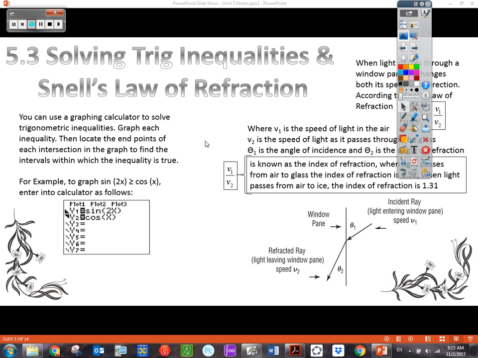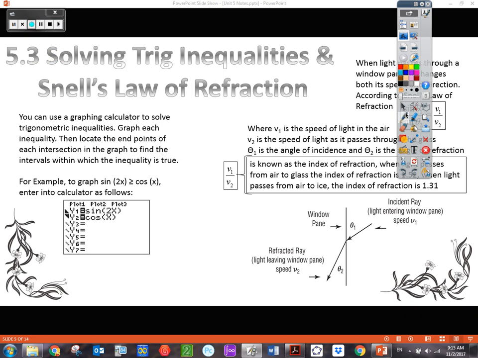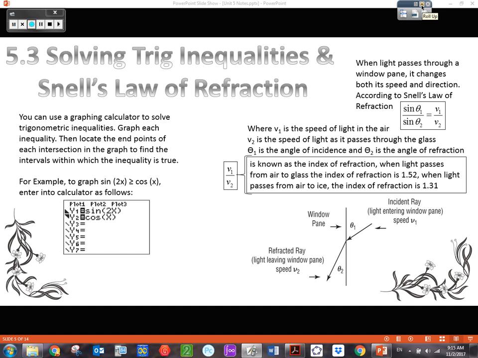Okay guys, let's take a look at today's lesson. We actually have two topics to cover today. One is solving trig inequalities, both of which we're going to be using a calculator with. Our second one is Snell's Law of refraction. Sounds exciting. Okay, so let's look at and talk about trig inequalities first.